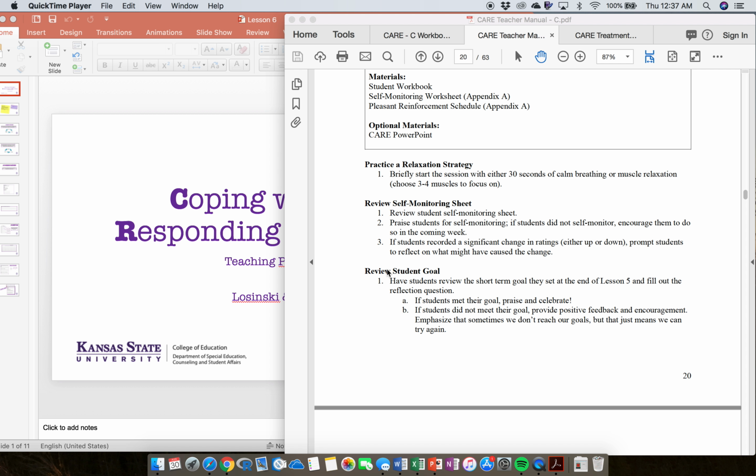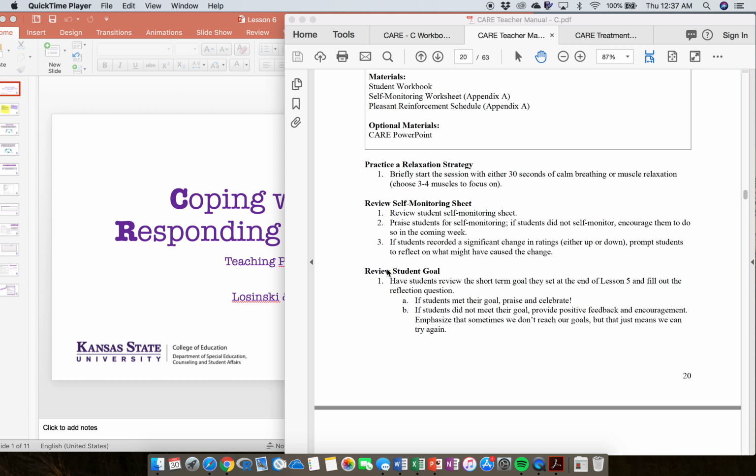Next, go ahead and review the short-term goal that students set at the end of Lesson 5 and have them fill out that reflection question. And then finally, review the Lesson 5 homework. So if you remember, Lesson 5 was all about ranking different situations on a feeling scale. We talked about the intensity of our emotions and how certain things might elicit more intense emotions than other situations. And so you might, if you have time, ask students to share some answers from their homework and how they ranked it on the scale.